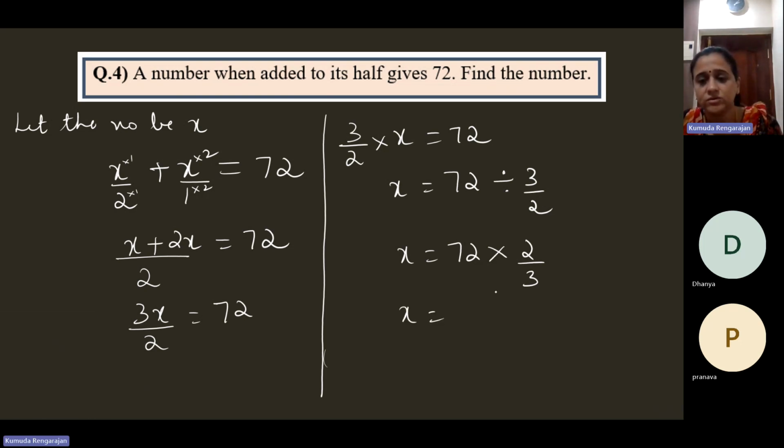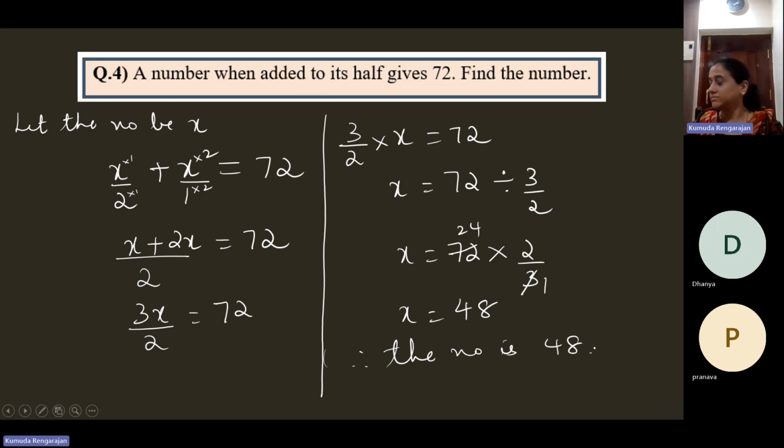Cancel. X is equal to 3 ones are 24 times. X is equal to 48. Therefore, the number is 48. Yes, Ovia? I did it in another way. I cross multiplied 2 to the other side. First I multiplied 72 and then I divided by 3. Perfect. Yes.